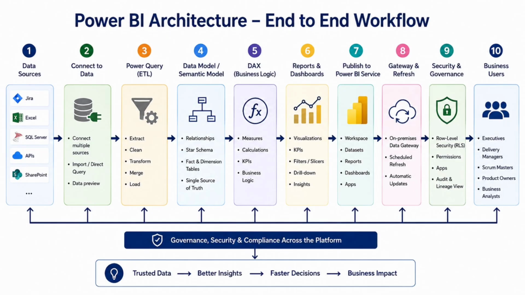And the next step, step 5, is DAX, where we write all the business logic. Once the model is ready, we add business intelligence using DAX commands. For example, total sales, total velocity, utilization of the employees, the average utilization, how many story points they have completed, and what the trends are. So DAX transforms raw data into meaningful business metrics.